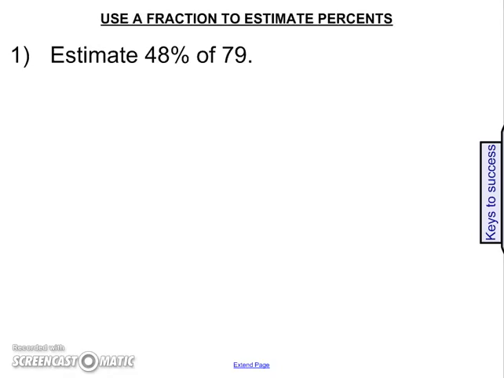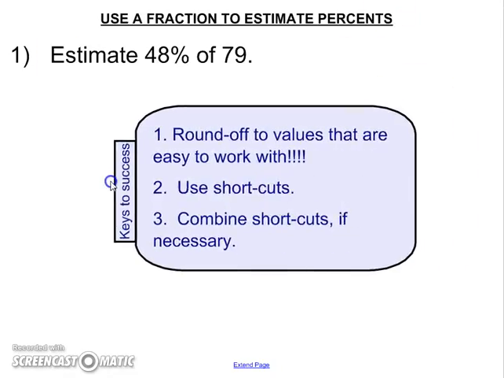And so I'm going to use some of those things as I go along here. And I'm going to try to give you some options as we go through. But one, when we're estimating, similar to previous sections, please round things off. In this example here, example 1, do not use 48%. Not when you're estimating. Do not use 79%. And when we are estimating, please do not go multiply by 0.48. Okay, if I want the exact answer, yes. But 2, use your shortcuts. 3, combine your shortcuts if necessary.